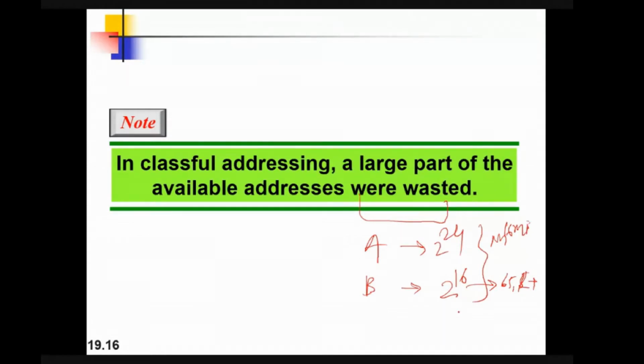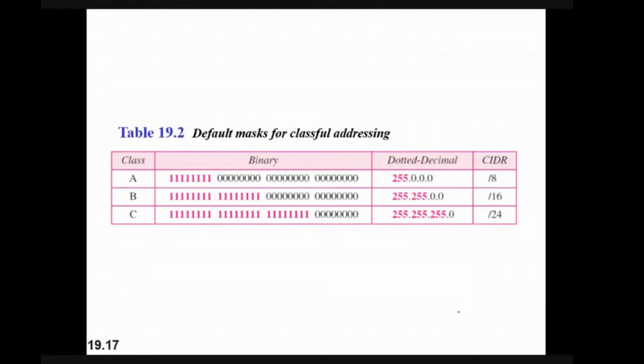These addresses are not utilized by any network, and most of the addresses get wasted. So that's why there is a requirement of some other methodology by which these addresses can be used efficiently. Let us understand this. The methodology that makes more efficient use of the addresses is classless addressing. Till now we have studied classful addressing with the help of class A, B, C, D, and E. Next, we are going to study classless addressing.